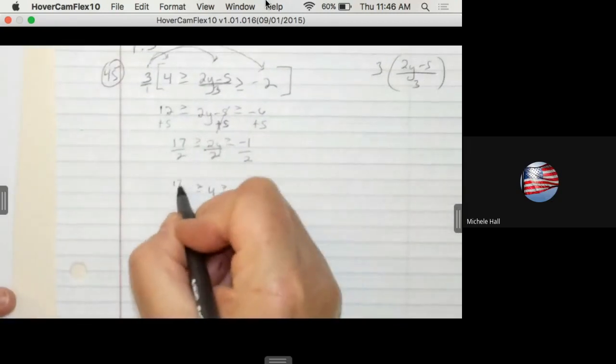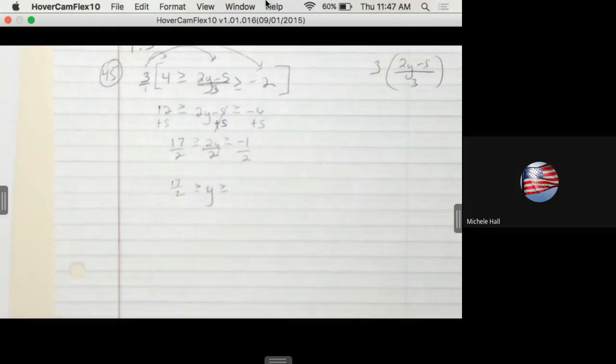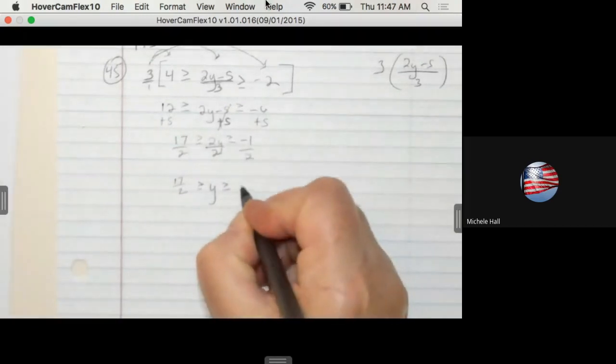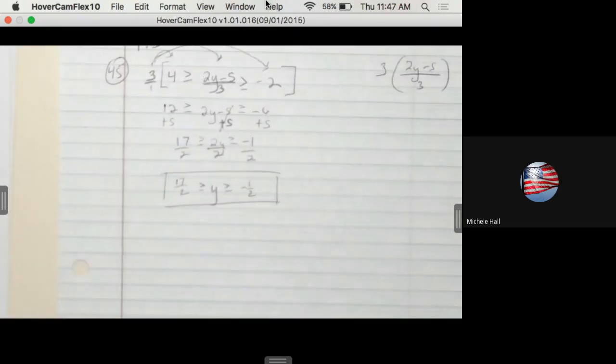17 halves is how you leave it. It's reduced. There's no common factors to pull out of 17 and 2. 17's prime, so you leave it. And then we have negative 1 half. Done. And then number 52 will be a good one to show about clearing fractions.